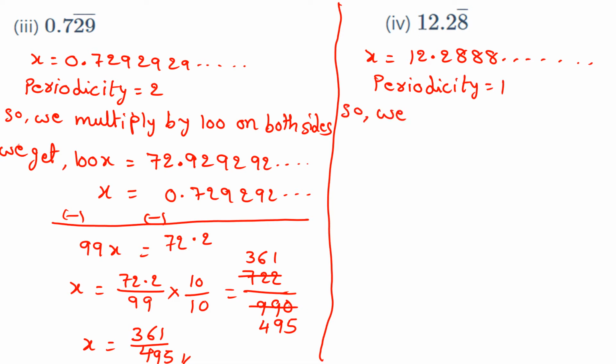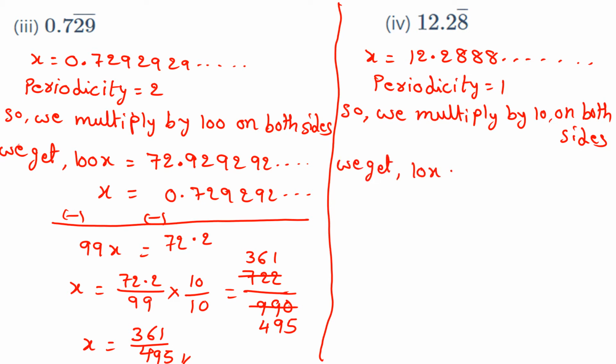That's why we multiply by 10 on both sides. Then we get 10x equals to, the point moves one step to the right, that means 122.8888 and so on.